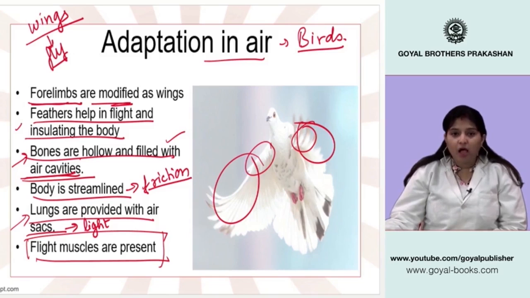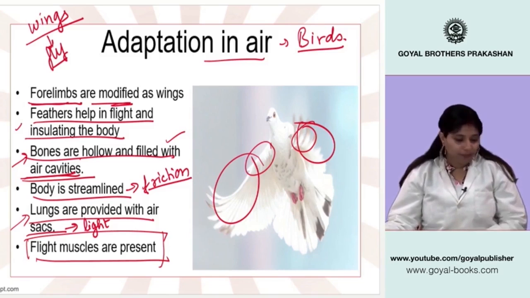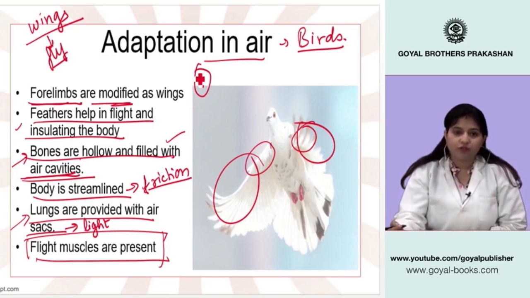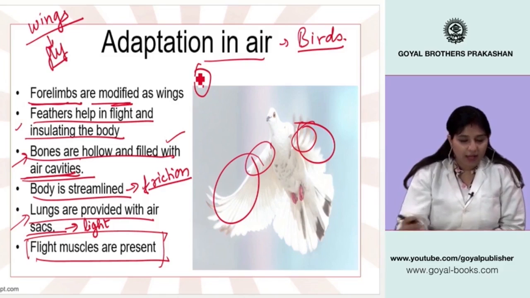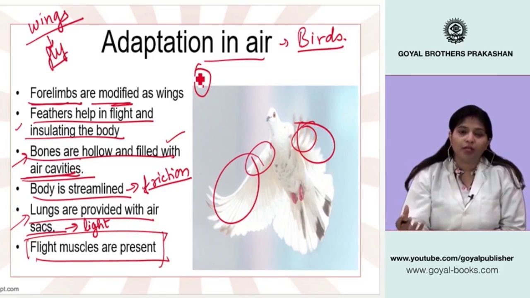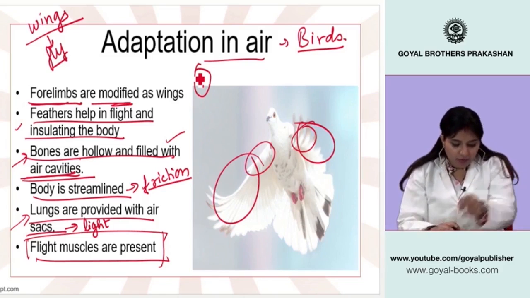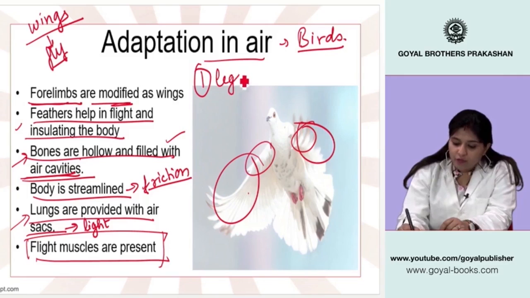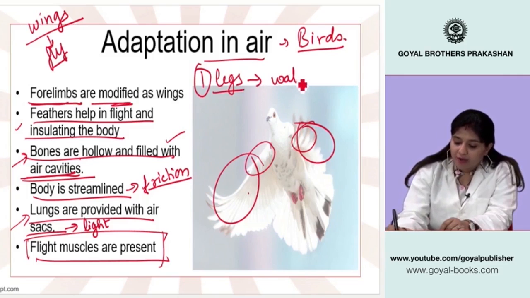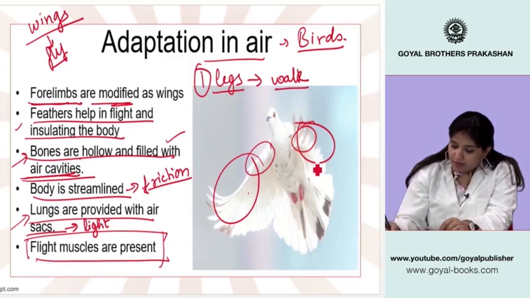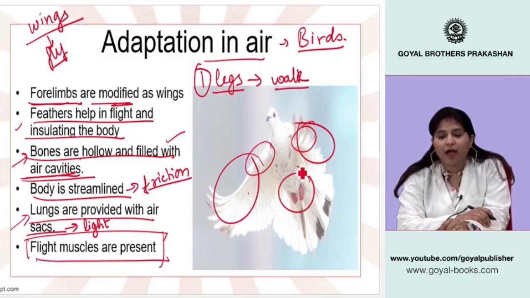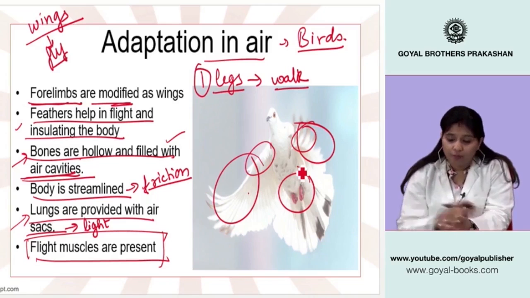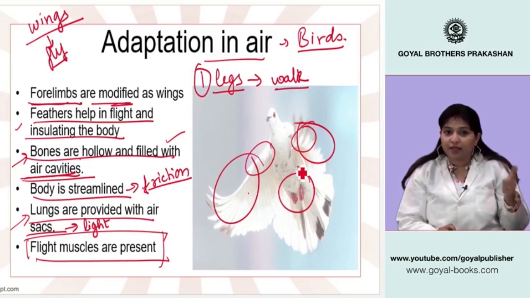Now let's understand the flight in the bird. The first thing which helps the bird to fly, like I said, is the light body. Then birds are adapted to fly because of the wings, and they have legs so that they can walk on the ground as well. They have a pair of hind limbs in the form of legs, which help them to walk around. So birds can fly as well as they can walk, right?